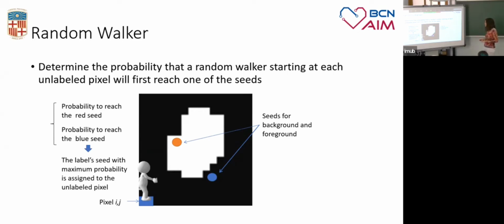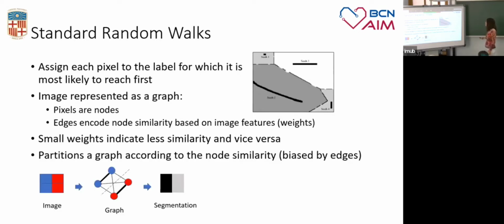Similar to the example that we saw before, in this case, to move to one step or another, we will have the probabilities according to the image. So here it is exactly the same also. To make it easier, we assign each pixel to the label for which it's most likely to reach first. Again the same concept. It's repeating all the time on graph segmentation. These are the nodes, and the weights are based on similarity from image features, where small weights indicate dissimilarity. It partitions a graph according to the nodes. This is the same idea, but the difference comes in how we calculate. So every method uses a different type of calculation.